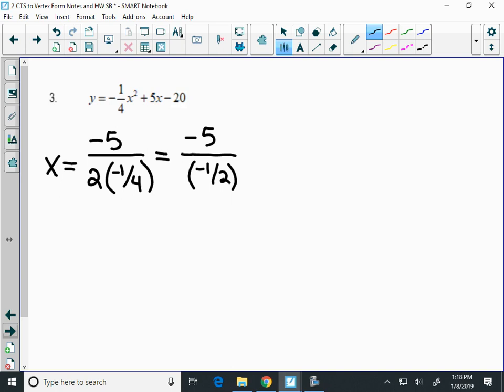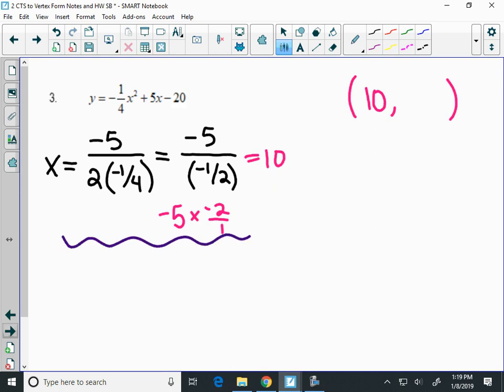Negative 5 divided by negative 1/2. What do you know about dividing fractions? You multiply by the reciprocal. So really what you're doing here is taking negative 5 times negative 2 over 1, or 2 over negative 1, either way. That's a lot easier. What does that give you? 10. So that means that the x-coordinate of your turning point is 10. Now it's easy to find the y value. We don't even have fractions anymore.